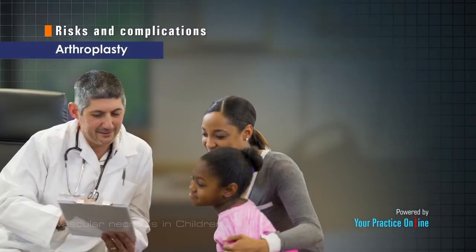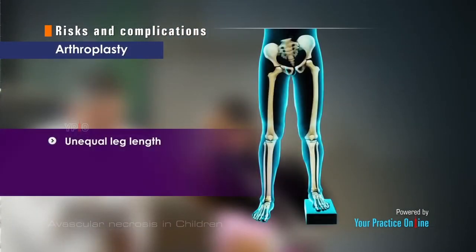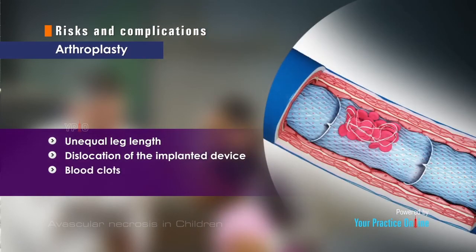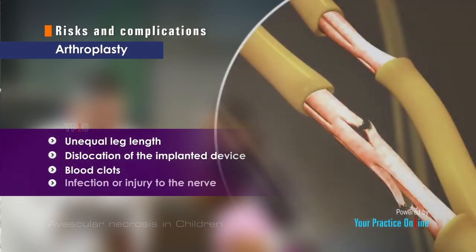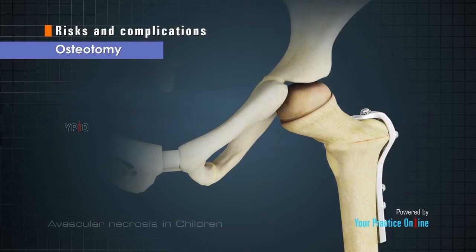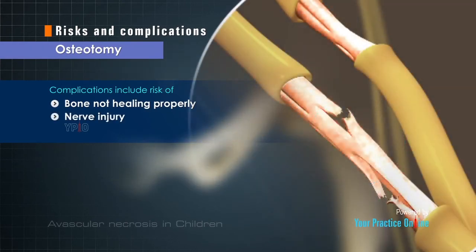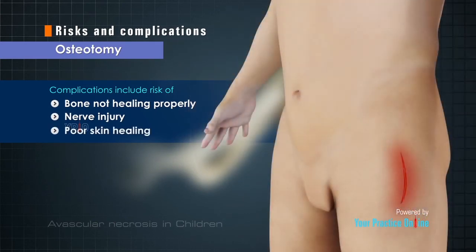Arthroplasty. Complications may include unequal leg length, dislocation of the implanted device, blood clots, infection or injury to the nerve may occur. Osteotomy. Risks are rare, but complications include risk of bone not healing properly, nerve injury, or poor skin healing.